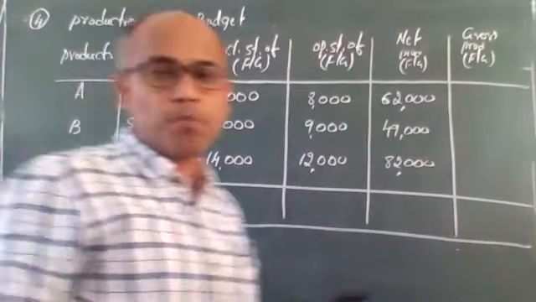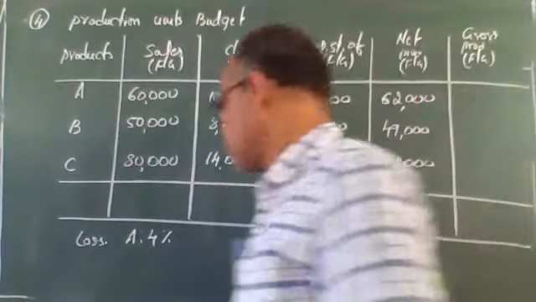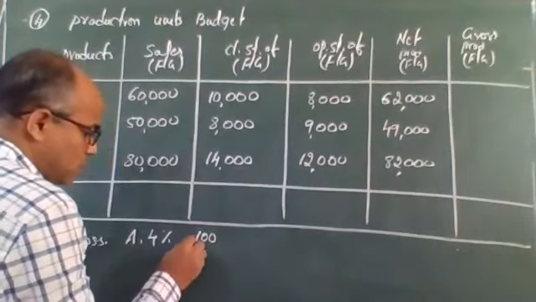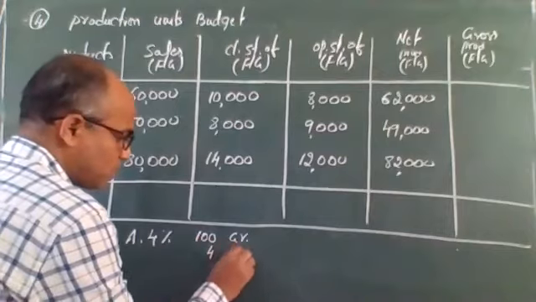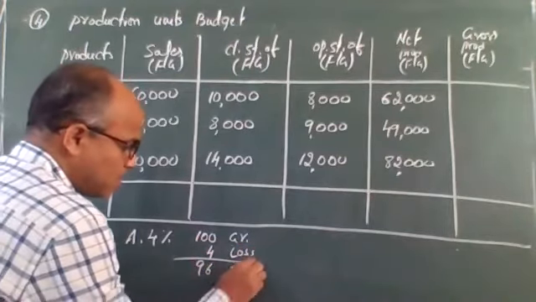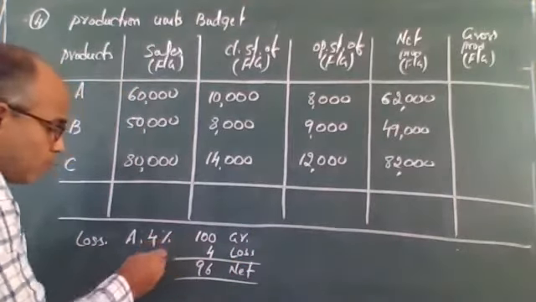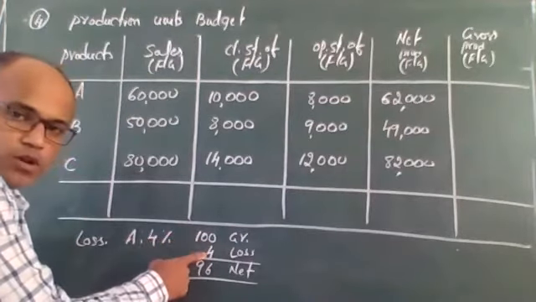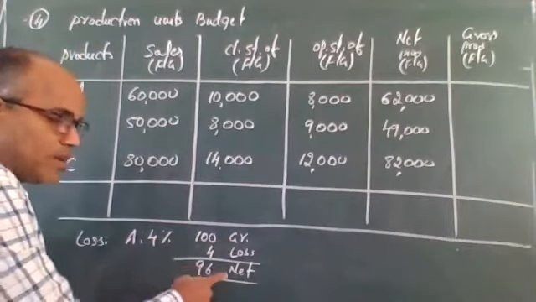Now, what do you mean by 4%? For every 100 units, there will be 4 units loss. So for 100 as gross, there will be 4% loss, so I'll get only 96% as net, correct? I'm producing 100 units, 4% is going as loss. From 100, 4 units will be lost. So if 100 is gross, 4 units is the loss, and 96 will be the net.